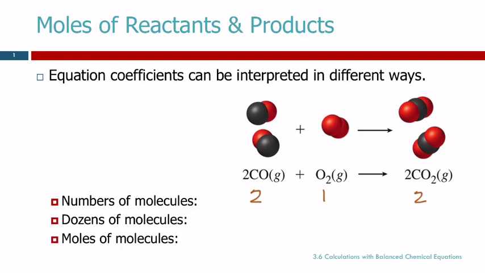We could also multiply that by 12 and say that we have 2 dozen carbon monoxide molecules would react with 1 dozen oxygen molecules, and how many dozen carbon dioxide molecules would that make? 2 dozen. Or instead of using regular dozens, we could use the chemist's dozen, which is a mole, right? So we could interpret that to mean 2 moles, 2 times Avogadro's number of these carbon monoxide molecules are going to react with 1 mole.